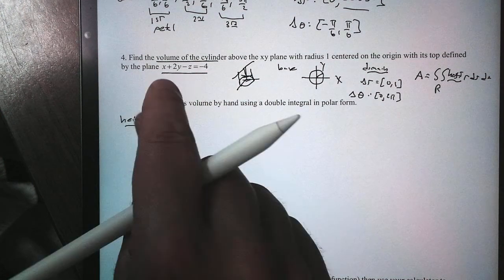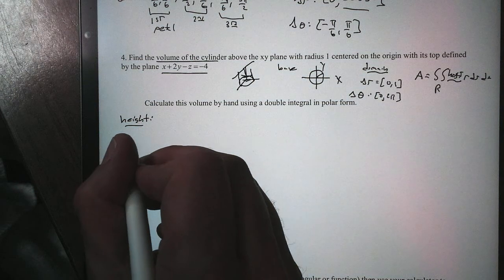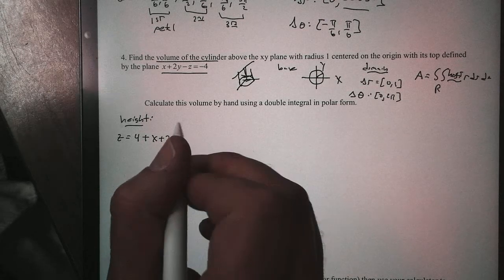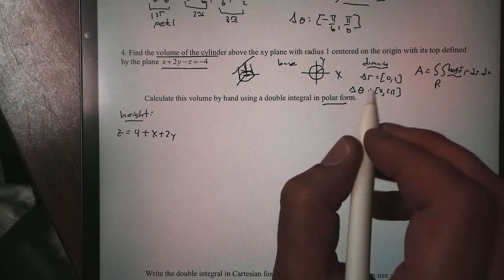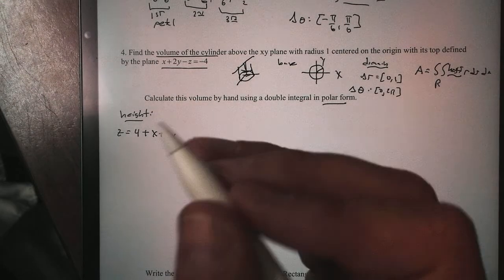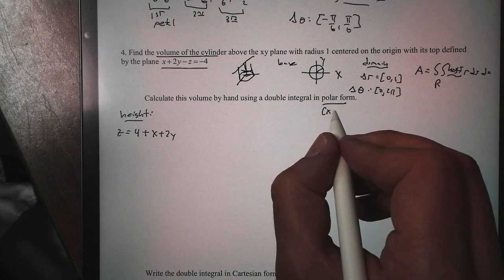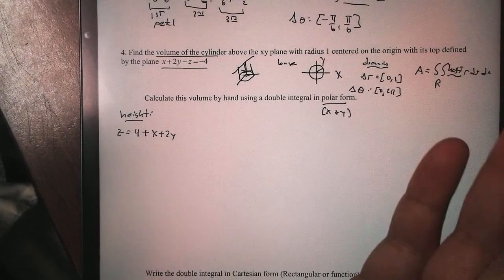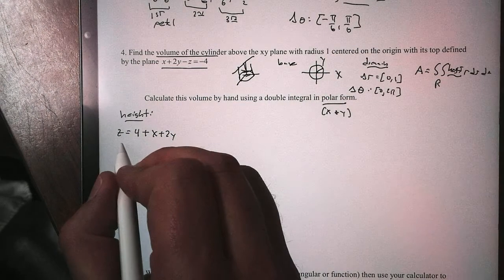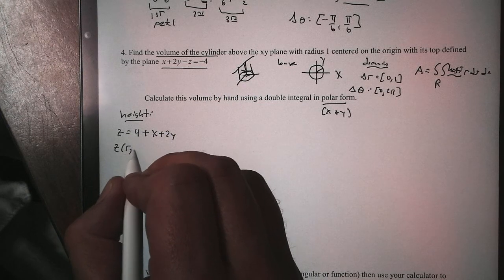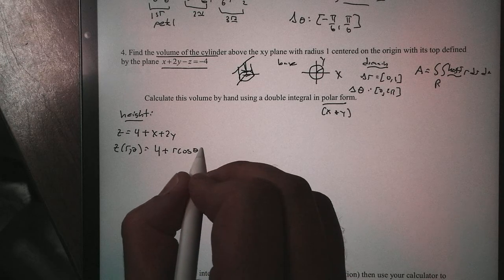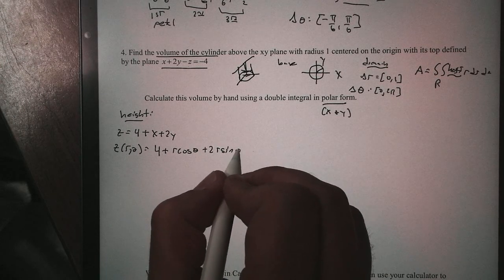Well, the height is modeled by this equation. If I solve for z, we get z equals 4 plus x plus 2y. But be careful, this is not polar form. I can write this in polar form by converting. Polar form deals only with x and y, not z, very similar to our cylinder form, so we're going to leave z alone. In polar form, my z as a function of r and theta will be 4 plus r cosine theta plus 2r sine theta.